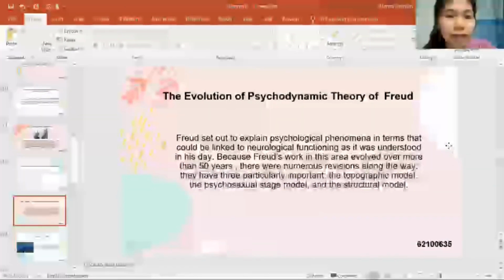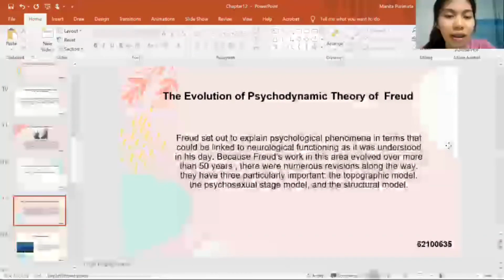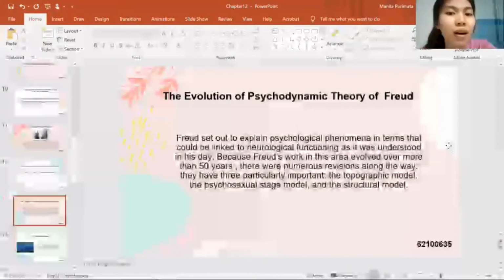And the last slide is about the evolution of Freud's psychodynamic theory. Freud set out to explain psychological phenomena in terms that could be linked to neurological functioning as it was understood in his age. Because his work in this area evolved over more than 50 years, there were numerous divisions along the way.